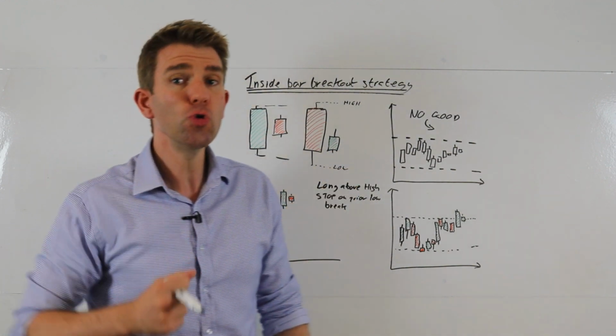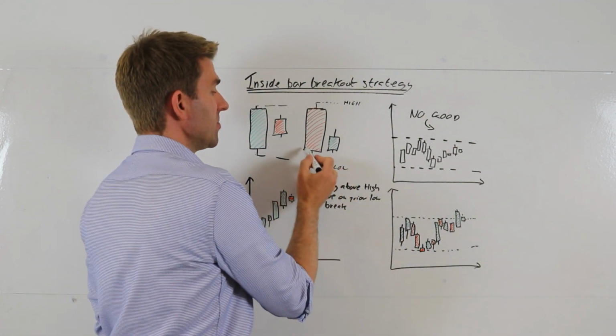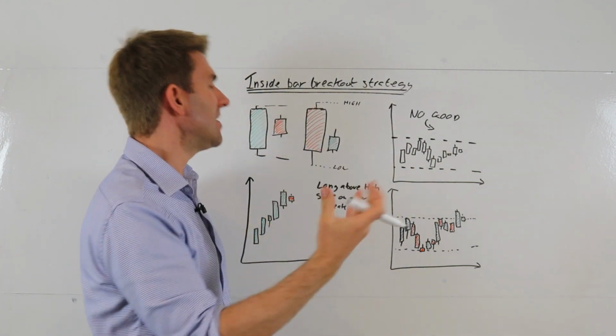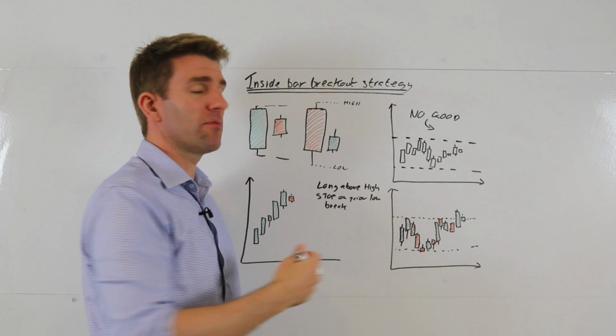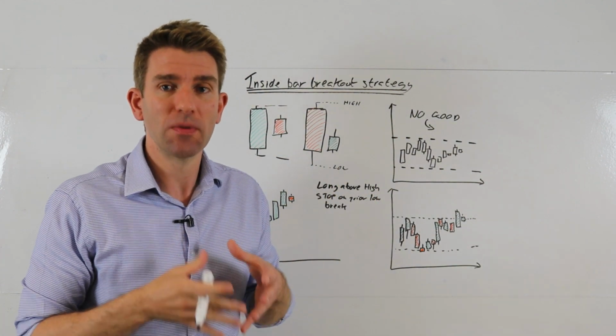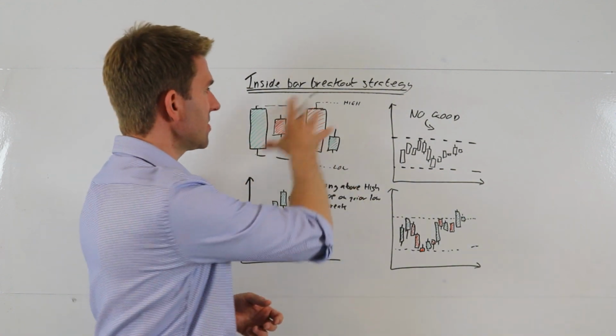Now, you could go one step further and say that if it's within the body, it's even more powerful, but theoretically speaking, you don't need to, but it adds perhaps more power to it. If it can't even break the open or the close of the prior day, that's even more indecision and pause and waiting to see what's going on. So that's the inside bar.